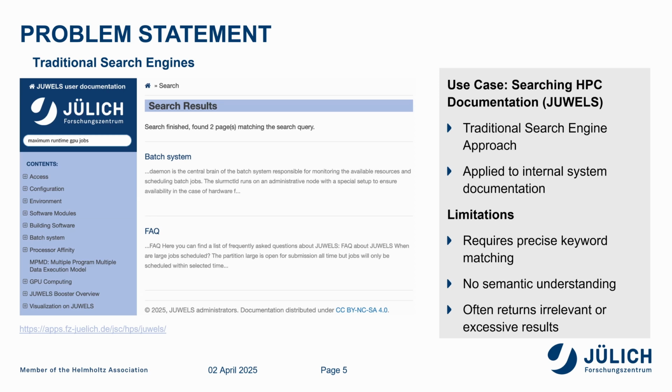And there's a traditional search engine. If I, for example, search for what is the maximum runtime for GPU jobs, and I already typed it in precise keywords as you would do in a Google search, you see that the search results are somehow excessive. You don't really see in the overview if those pages really answer your question, if it's relevant or not. It would be nice to enhance this and have a better workflow where you can even type in natural language. You don't need to care about precise keyword matching, but it's about semantic understanding.